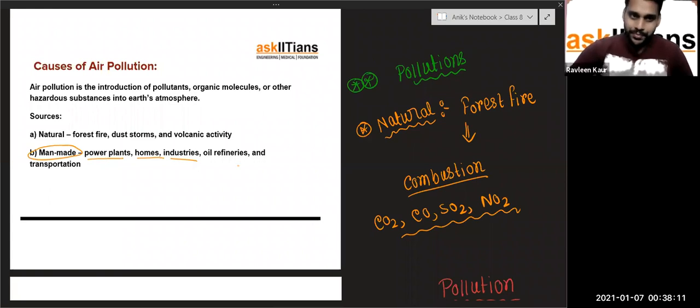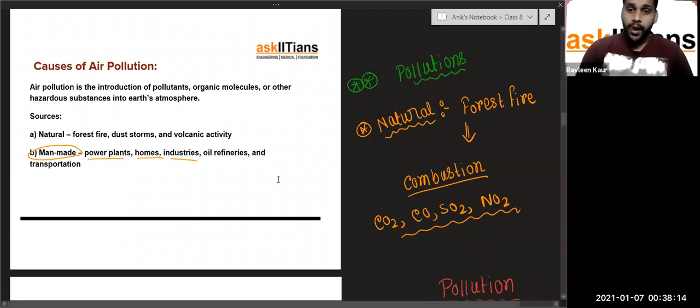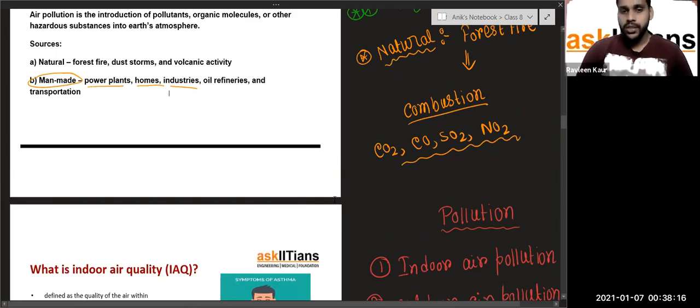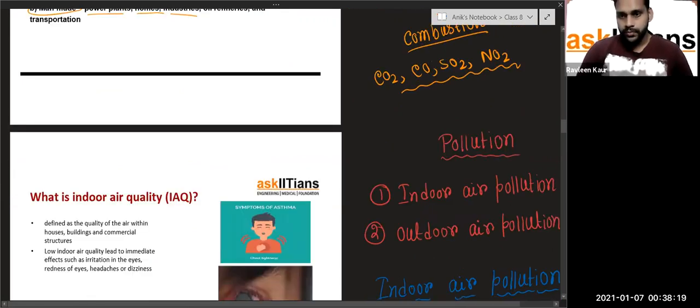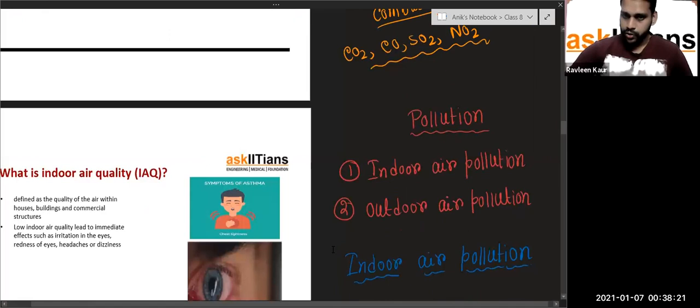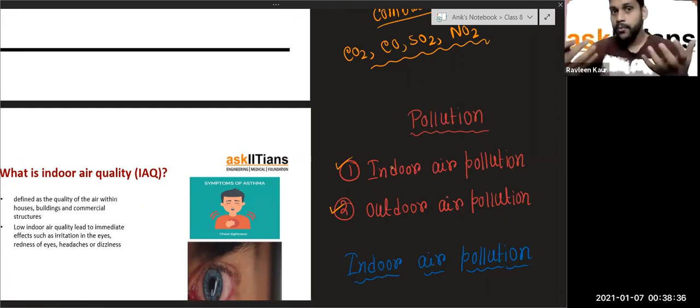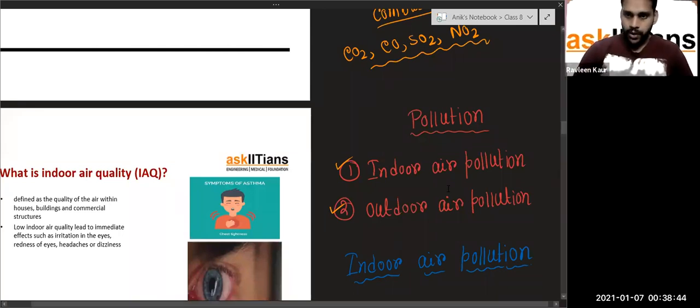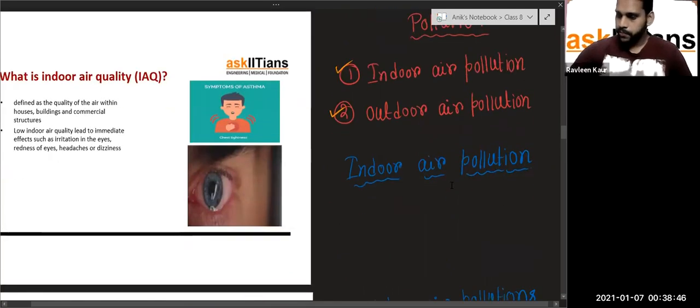So now here I'm going to classify this pollution into two types. You can see that pollution can be classified as indoor air pollution and outdoor air pollution. Now, what is indoor air pollution? Mainly the pollution coming out from our homes. I think you can understand what the main things are that make this indoor air pollution.